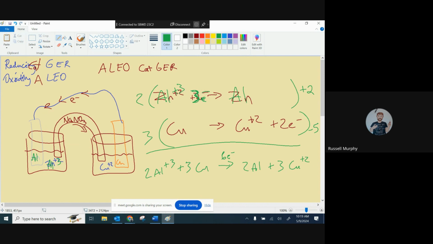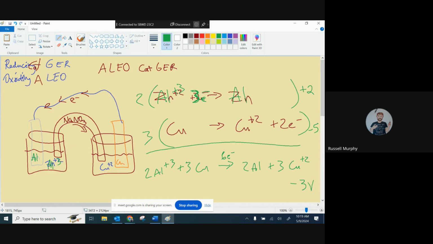What impact? And I know you already know the answer. You took the AP exam a couple days ago. What impact did doubling this reaction have on that voltage? What impact did tripling this reaction have on that voltage? Nothing. So the voltage, you just combine these two, and we have negative 3 volts.